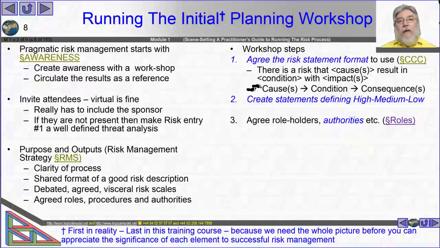Now, you're not going to get that in any other textbook that I know of. They're going to talk about a single event with a single impact, and that's just completely unrealistic. In fact, causes plural leading to condition with consequences plural is still too simplistic for reality, because different consequences are seen by different people in different ways.